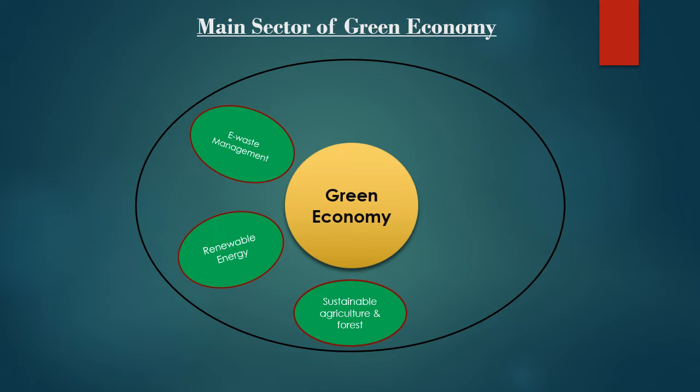Next sector is sustainable agriculture and forest. Sustainable agriculture and forest help to increase forest area and density through afforestation, reforestation and forest restoration, resulting in absorption of greenhouse gases. Scientific ways of farming and less use of chemical fertilizer improve the soil health and water quality.